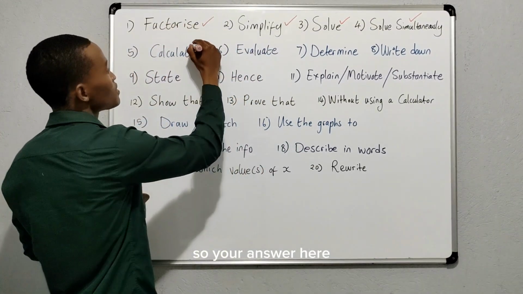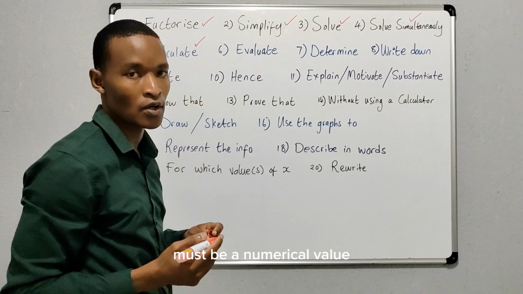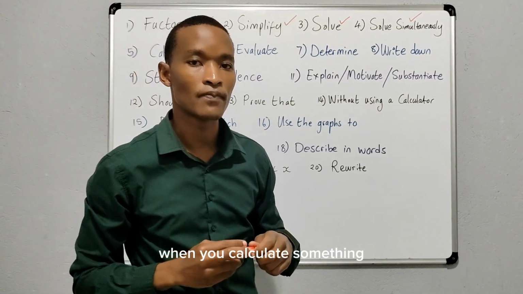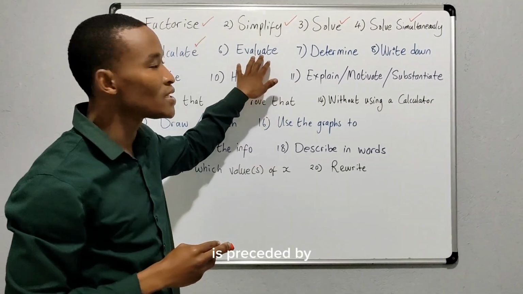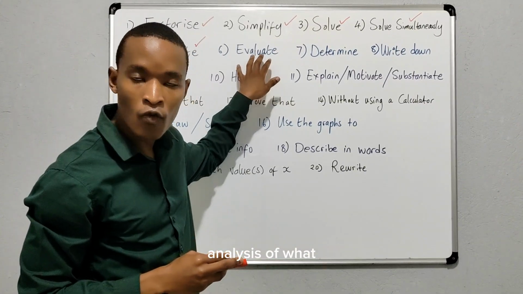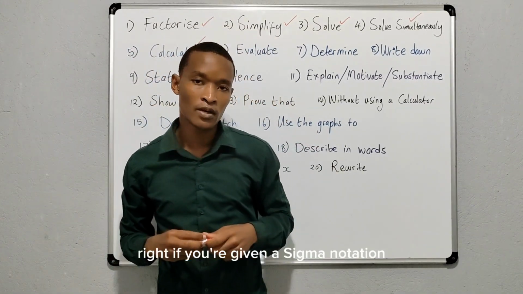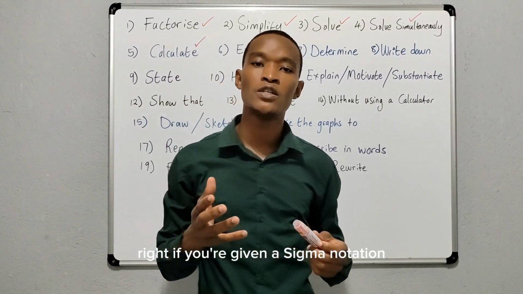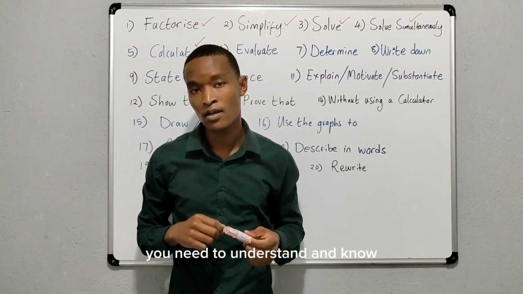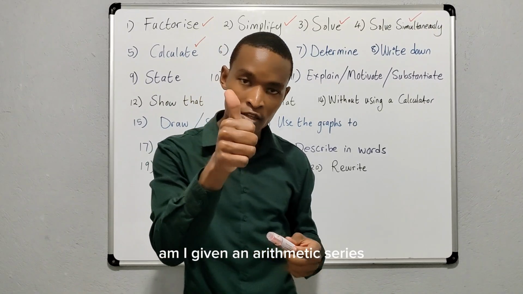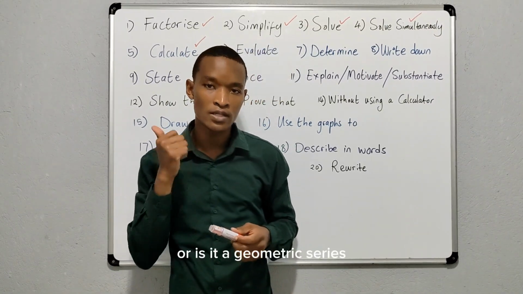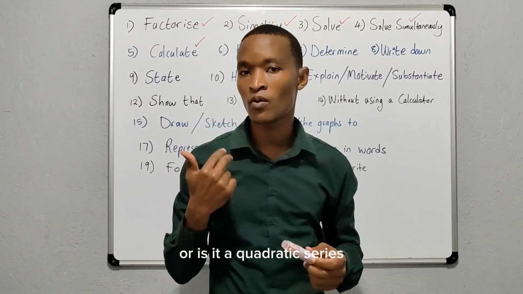All right, so your answer here must be a numerical value when you calculate something. Okay. Evaluate is preceded by analysis of what you're given. For instance, we can take a sigma notation, right? If you're given a sigma notation, you need to understand and know, am I given an arithmetic series? Or is it a geometric series? Or is it a quadratic series?